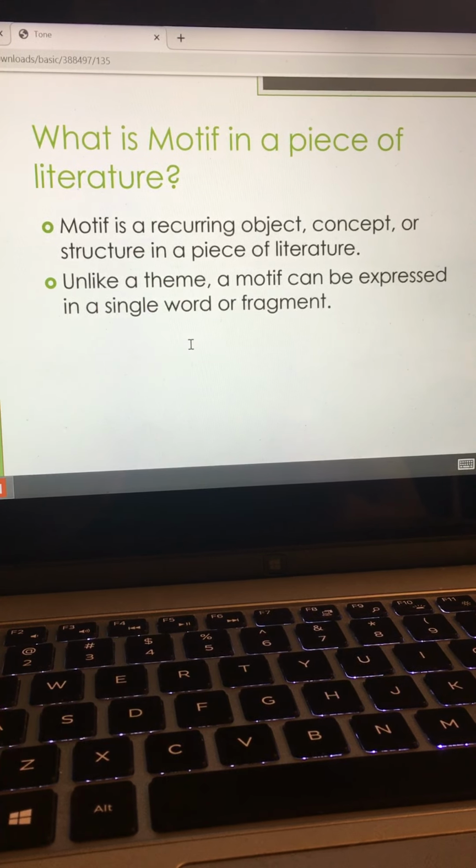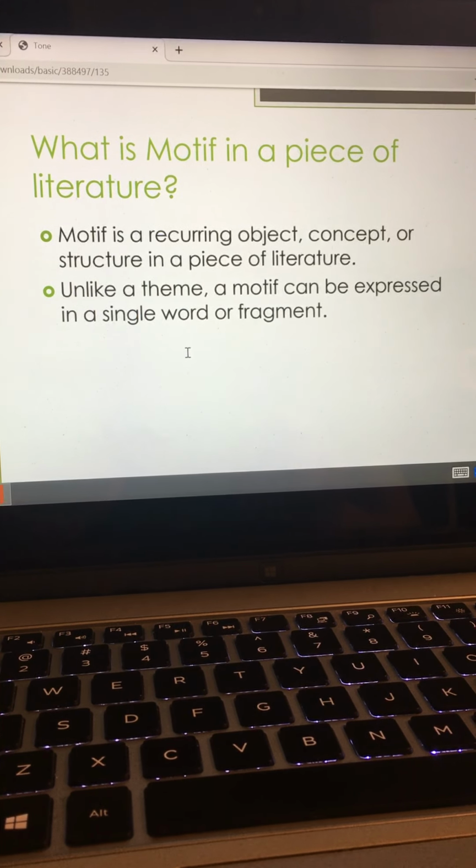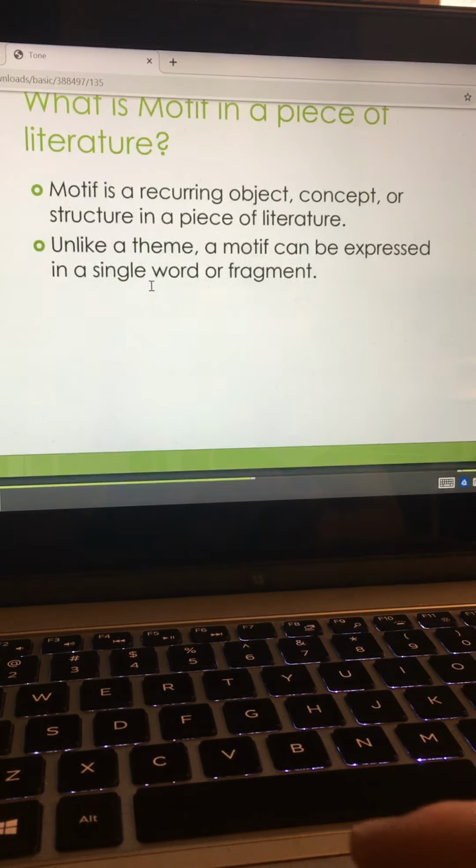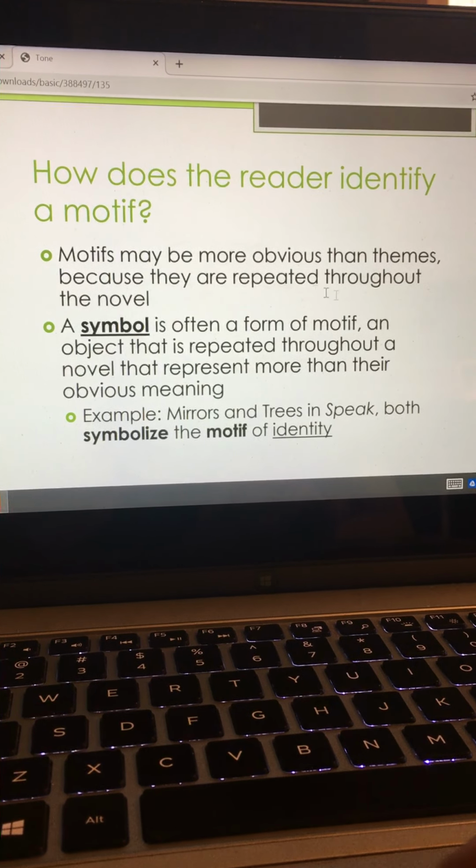It might help us look for more motifs in The Skin I'm In. So let's do just a little more looking at this. We'll see a definition. What's a motif in a piece of literature? Motif is a recurring object, concept, or structure in a piece of literature. And let's look down a little bit.